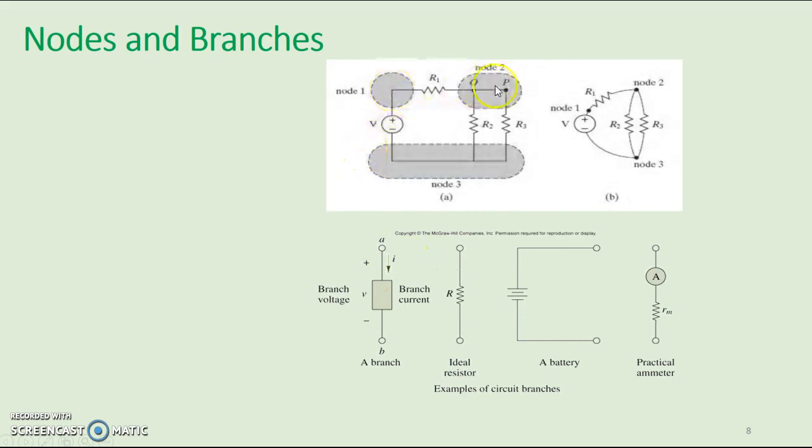A node is a point where two or more elements meet. So here, a voltage source and a resistor meet at this point, it is a node, and here these three resistors meet, it is also termed as a node. And a branch: each element of an electrical network we term as a branch. Here it is a voltage branch. Branch voltage and branch current are written as: voltage across the branch is written as V and branch current is written as I.